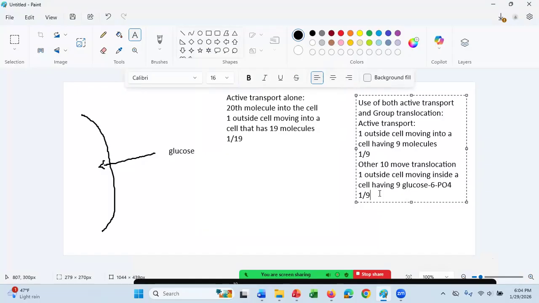Anyways, that's why the prokaryote cell can use active transport and group translocation. Half the molecules can move into the cell by active transport, and the other half can move into the cell by group translocation. Because group translocation is changing the molecule, we have a less steep gradient than we would if we were only moving the molecule into the cell by active transport alone. Any question about the advantage of group translocation?